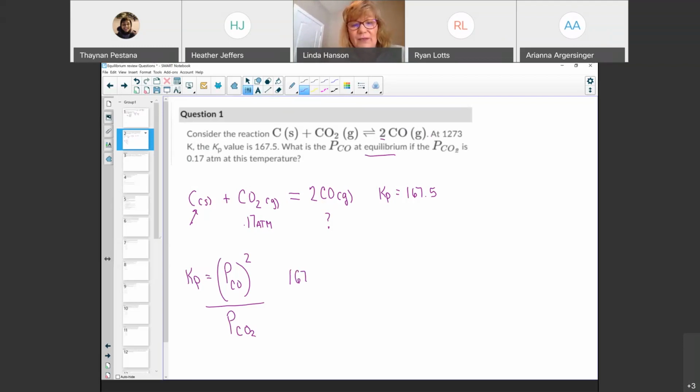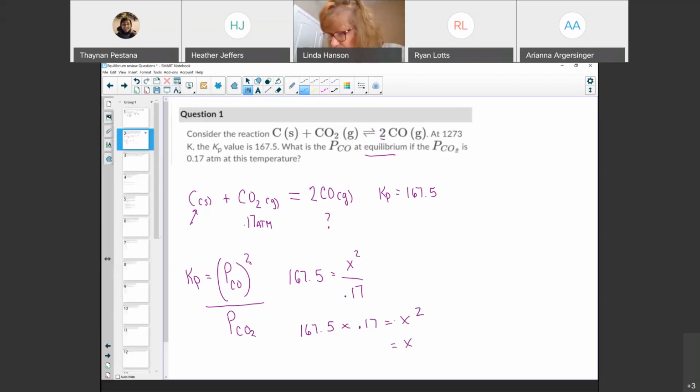We have Kp equal to 167.5. We're looking for CO, so I'll just let that be X, but X is going to be squared. There's the partial pressure of CO set over the equilibrium pressure of 0.17 for CO2. And we just solve for X and find the carbon monoxide pressure. So we would just take 167.5 times 0.17 to get X squared, and then of course square root that answer.